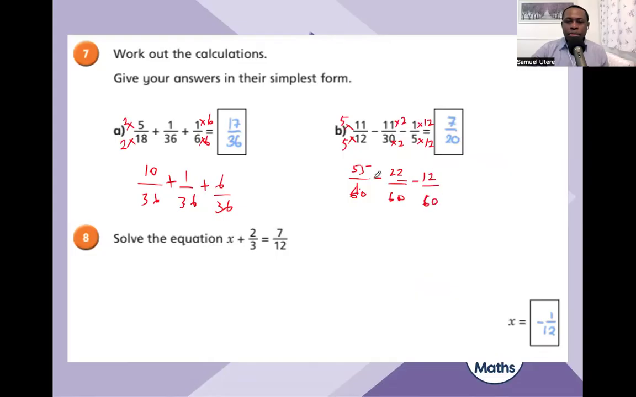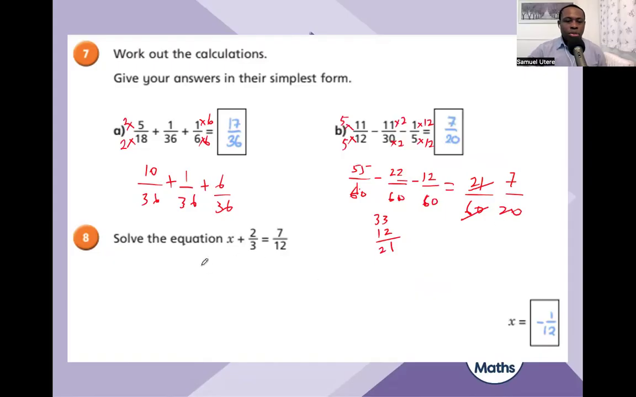Okay, so 55 minus 22 will be 33. 33 minus 12, sorry, no, 33 minus 12 is not 7, so that will be 1, and that will be 2. So we have 21 over 60. Sorry, that was my mistake. The answer should be 7 over 20, but I'm just showing you how we got that. We need to divide this by 3, which will give us 7. And if we divide 60 by 3, it will give us 20.